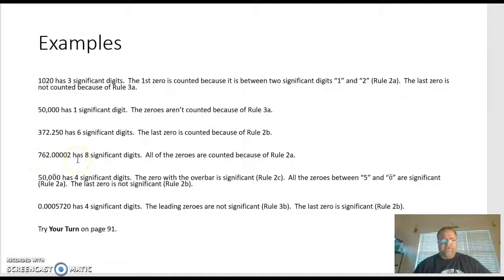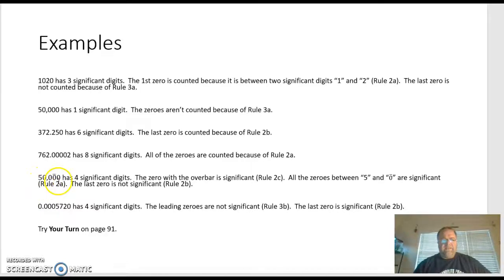All right, 762.00002. Well, that's going to have 8 significant digits. We have the 4 non-zeros, and since the 2 and this 2 are significant, that means all the zeros in between, rule 2A, are all significant as well, so that's going to be 8.